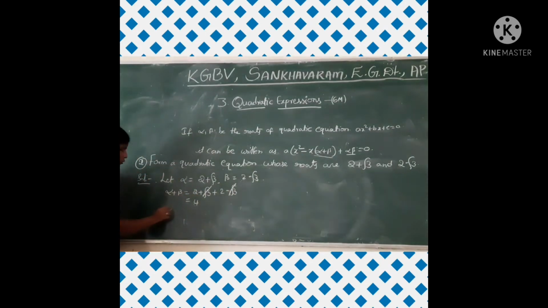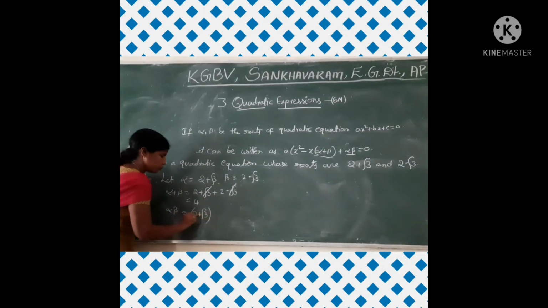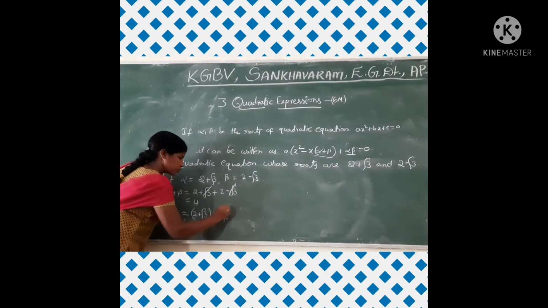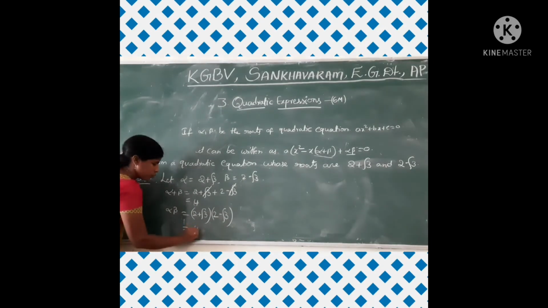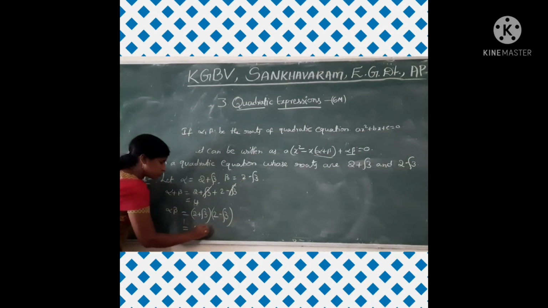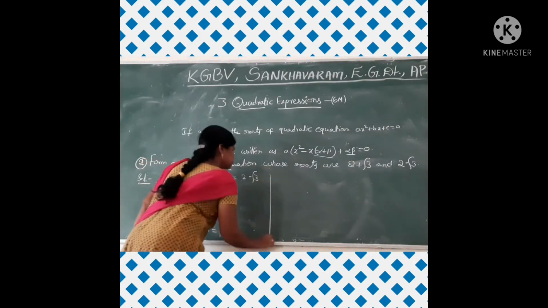And the product of the roots, alpha beta, is equal to 2 plus root 3 into 2 minus root 3. That is a plus b into a minus b, so we get a square minus b square, that means 4 minus root 3 square, which is 3. We get 1. Okay.